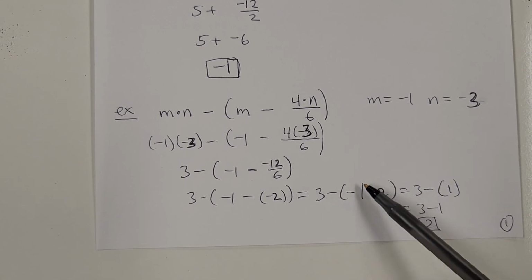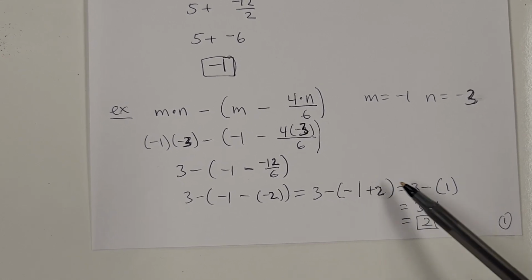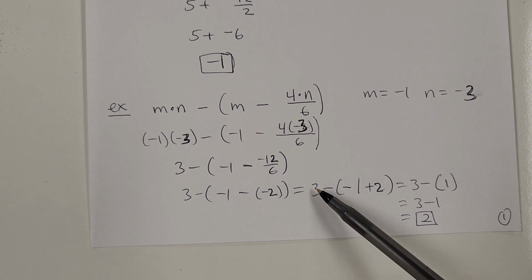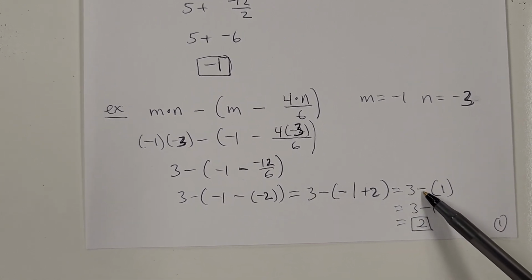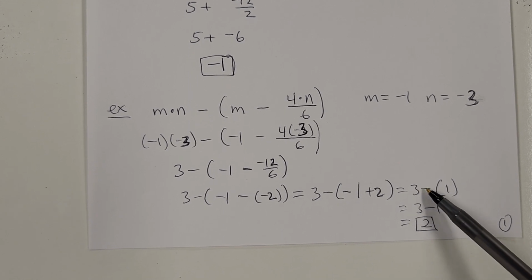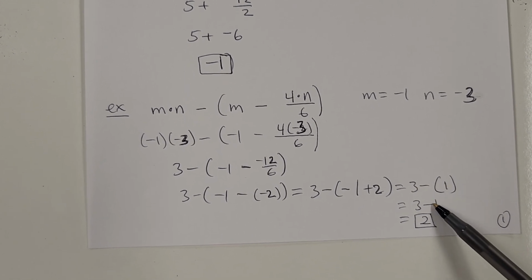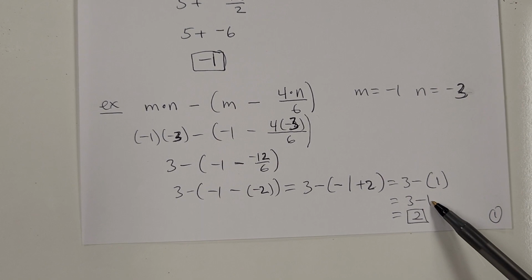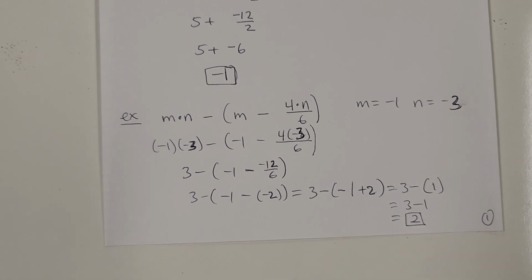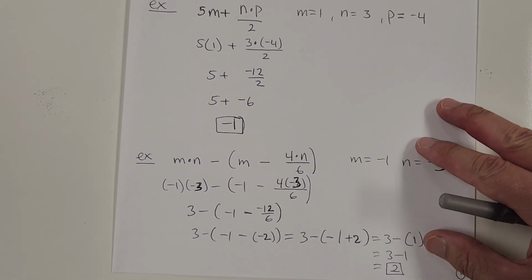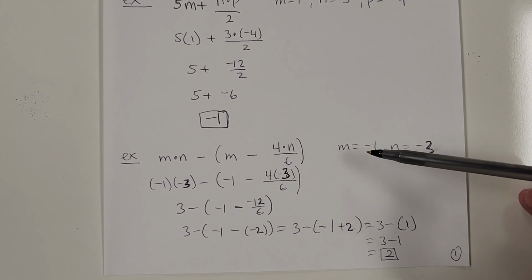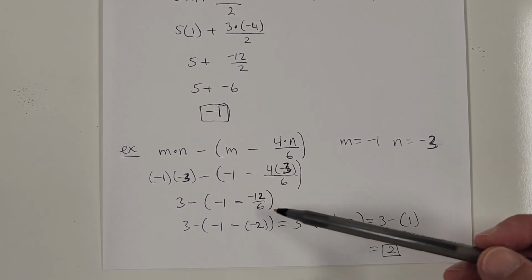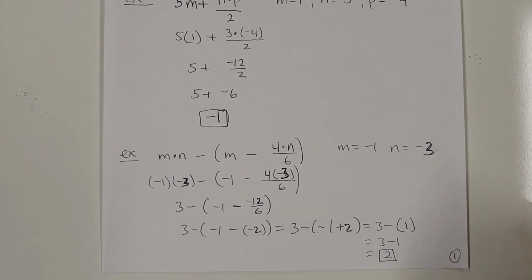Take care of the parentheses here. So negative 1 plus 2 is positive 1. This 3 and this negative, I haven't done anything to it, so I just bring it along. And then negative times 1 is negative 1. 3 subtract 1 gives me 2. Okay, so again, be very careful when you plug in the letter, replacing the letter with a value, and after that do order of operation.